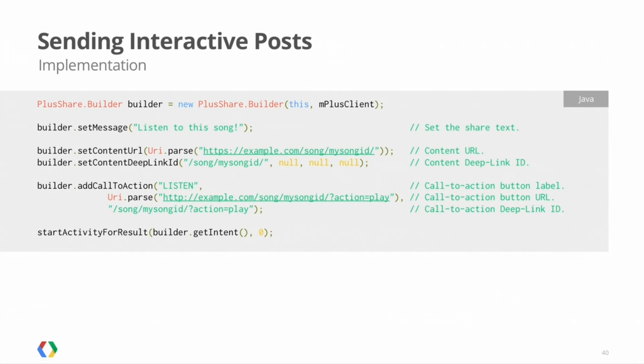So to create that interactive post, let's say that I want to share some music with Lee to improve his taste in music. I'm going to create a post by first setting up the content. And I'll set a URL, like I did before, and I'll set a deep link ID. This deep link ID, when Lee interacts with the post, will be sent back to your app and round trip. So you want to make sure that it uniquely identifies some content in your app and that it's meaningful to anyone who might see the post.